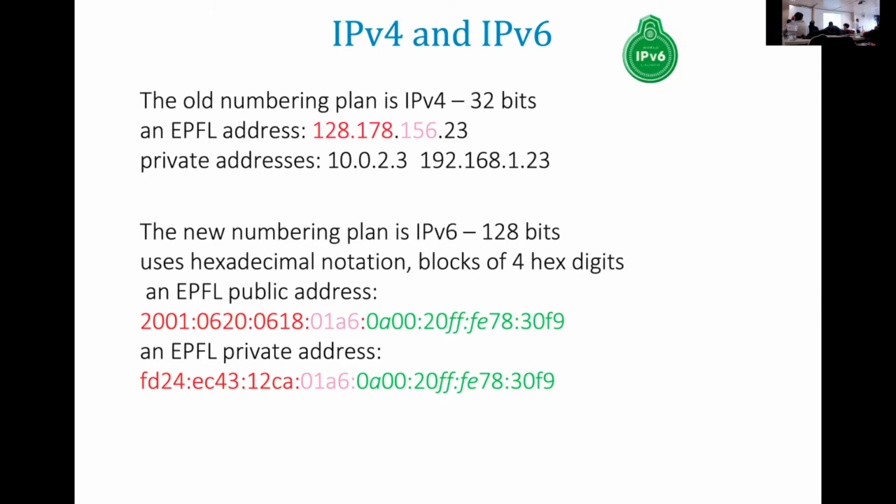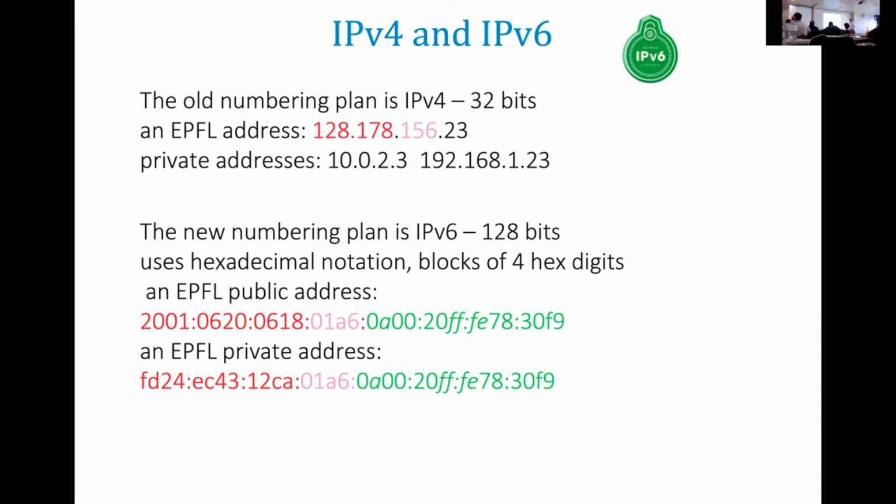Yes? Exactly. Well, with 32 bits, how many IP addresses do we have? 2 to the power of 32. How much is that? Well, it's 4 billion. So you can only connect 4 billion computers to each other.